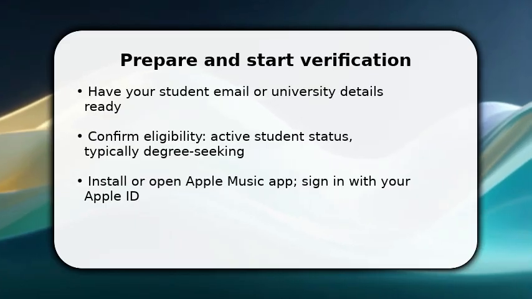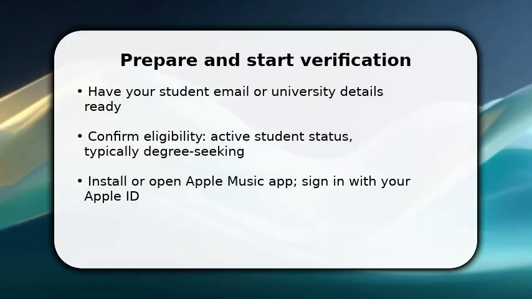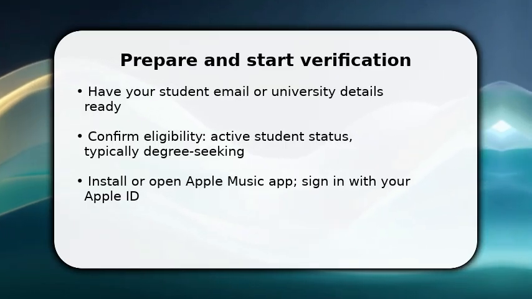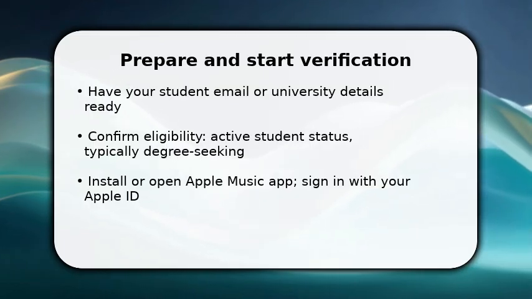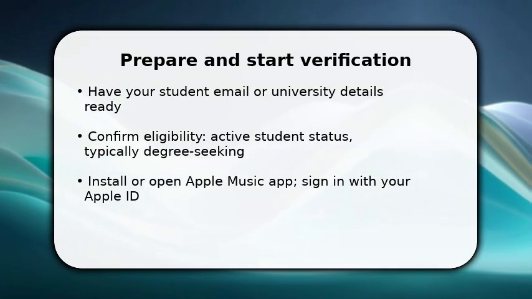You begin by gathering what you need: your school email or student ID and the name of your institution. Sign in to Apple Music with your Apple ID. If you don't have one, create it now. Once signed in, navigate to Account or Settings and choose the subscription area. Tap the Student Plan option to start verification.